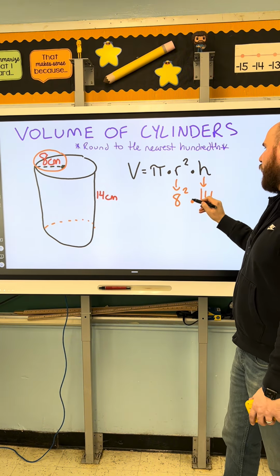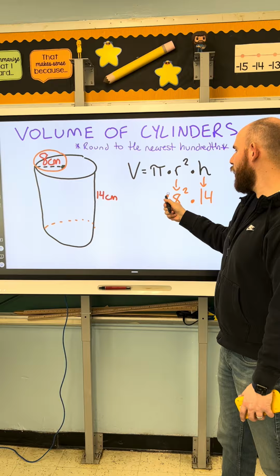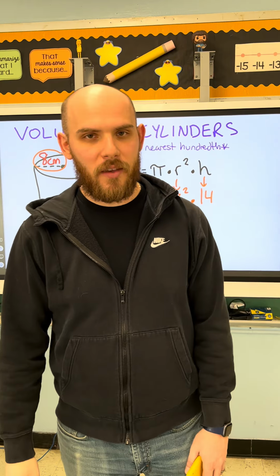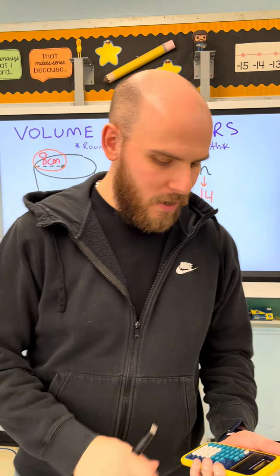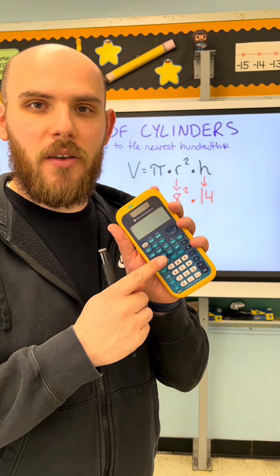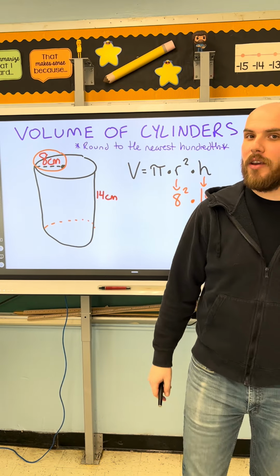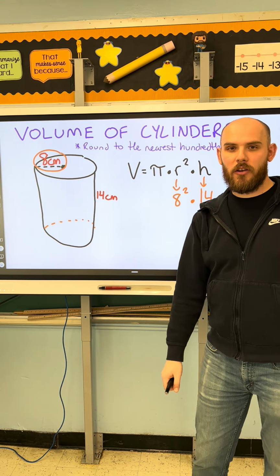Now, I know what you're thinking. For pi, we should use 3.14. But no, not in this case. What we're gonna do instead is use the pi button on our calculator because it gives us the first 10 digits of pi so we can get a more accurate answer. And then we'll round it to the nearest hundredth at the end.